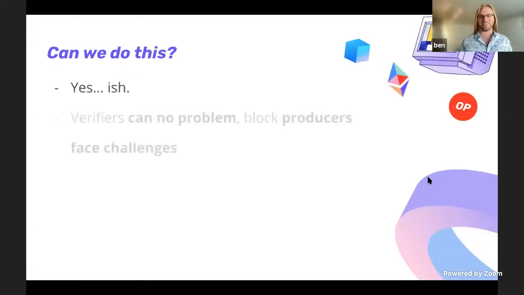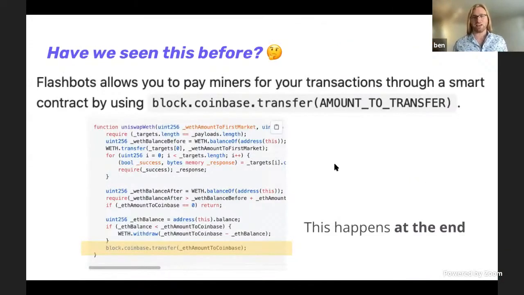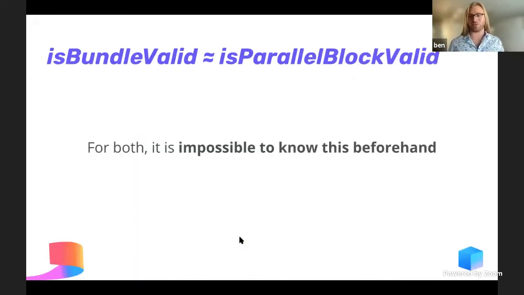Well, I will tell you that this should be a problem you're familiar with, because it is exactly what we see in Flashbots. I took this from some of the docs on Flashbots. What is Flashbots fundamentally doing? It's letting you pay the miners at the end of a transaction. In literally the first example I found on GitHub, the very last thing that happens in this Flashbots execution is the transfer to the Coinbase. So this is the exact same problem statement that we have for valid bundles in Flashbots and valid blocks in a parallel block validity condition. It is impossible to know beforehand, but you can know after, and then that part is no problem.